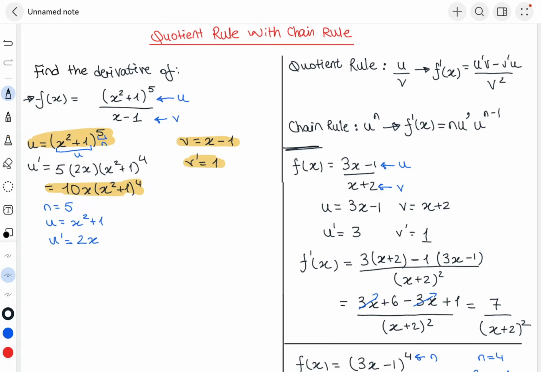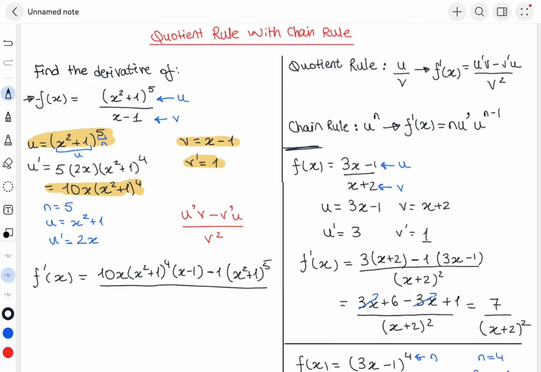And now we just apply u prime v minus v prime u over v squared. So our f prime of x will be u prime, which is 10x times x squared plus 1 to the 4, times v, minus v prime times u, all over v squared. This will be our final answer.